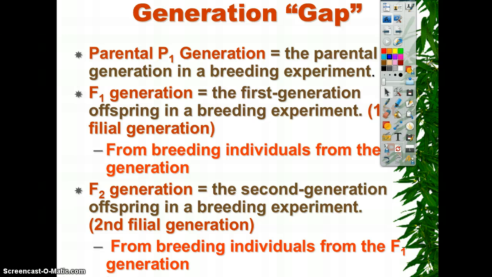Okay. So you have the parental P1 generation, the parental generation, in a breeding experiment. The F1 is the first generation of offspring in a breeding experiment. The F stands for filial. Then you have the F2 generation, which is the second set of offspring that were produced. So P1, F1, then F2.